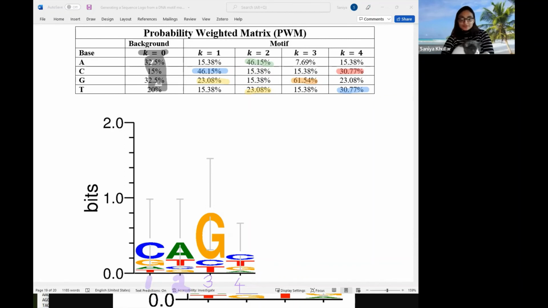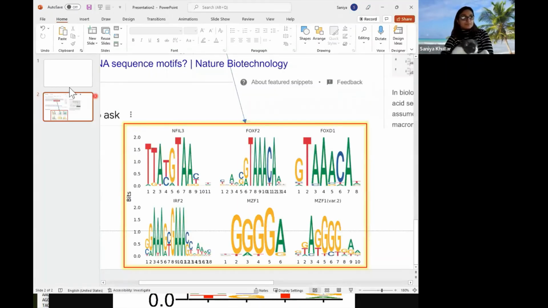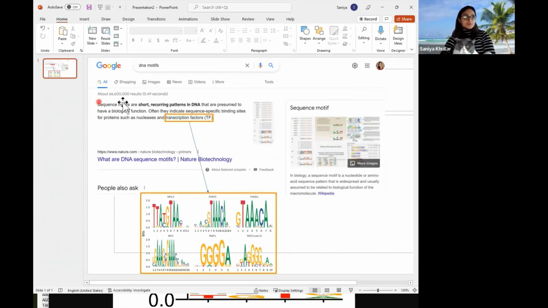I just want you to understand that this is how sequence logos are. And different transcription factors, for instance, have their own sequence logos. Sequence motifs are short, recurring patterns in DNA that are presumed to have a biological function. Often they indicate sequence-specific binding sites for proteins such as nucleases and transcription factors. This is a key focus. I'm really interested in this too.